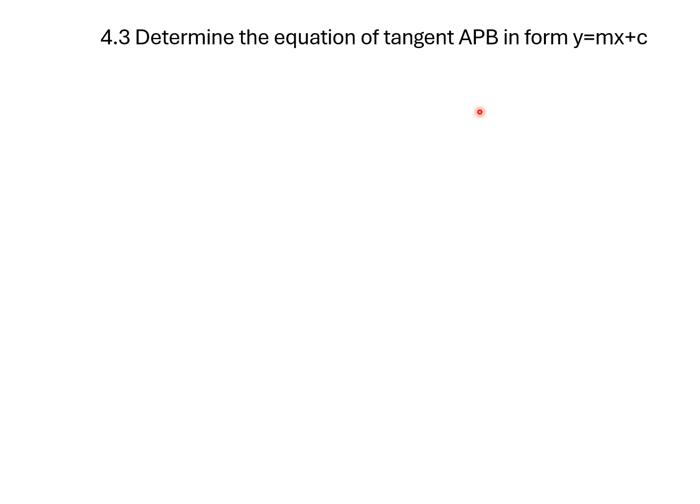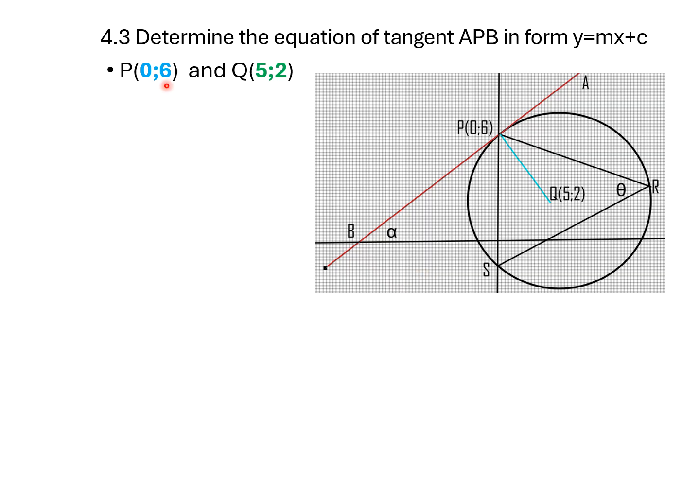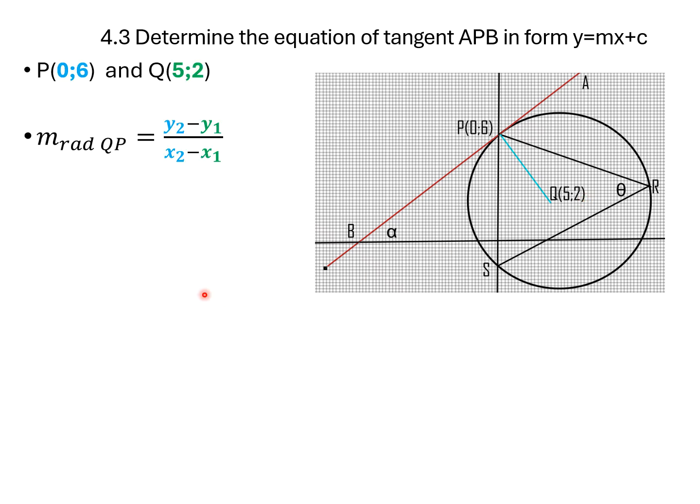Determine the equation of the tangent APB in the form y equal mx plus c. So we have here on the tangent, we have P (0, 6), but we have no other point on the tangent, right? And we have Q (5, 2), right? So you can go gradient of my radius using Q and P equal y2 minus y1 over x2 minus x1. So there's 6 minus 2, 0 minus 5.